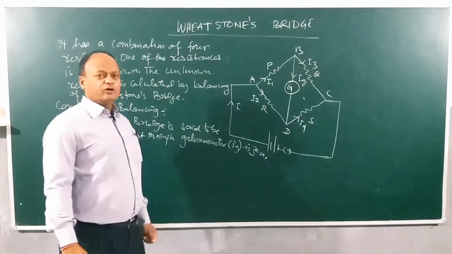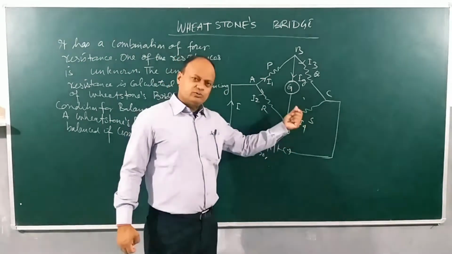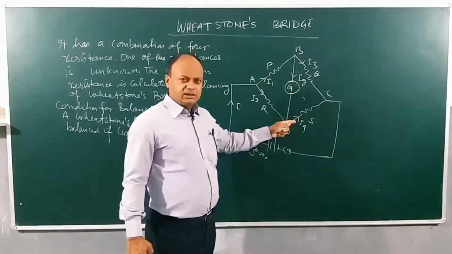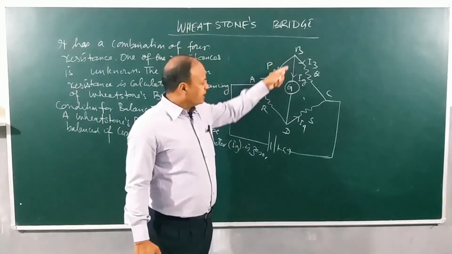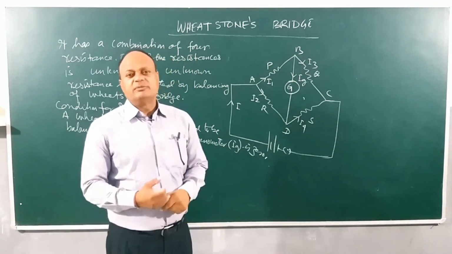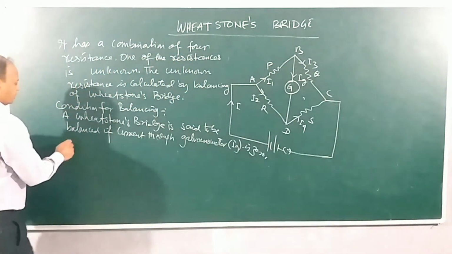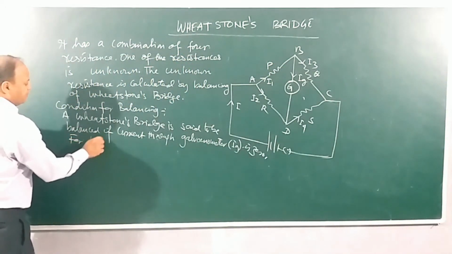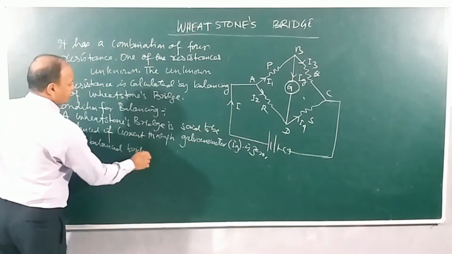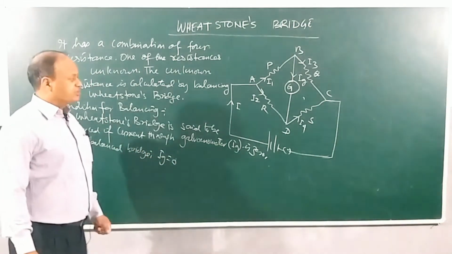So for certain values of the four resistances, of course one I do not know, suppose S I am not knowing, all the four resistances are chosen in such a manner that current through galvanometer becomes 0, and at that stage we say all the resistances have been balanced, or Wheatstone's bridge has been balanced. So for balanced bridge, Ig will be equal to 0. This is the condition. For balanced bridge, Ig will be 0.